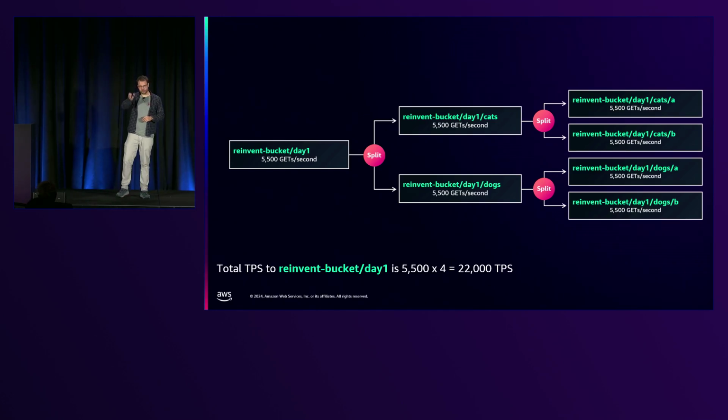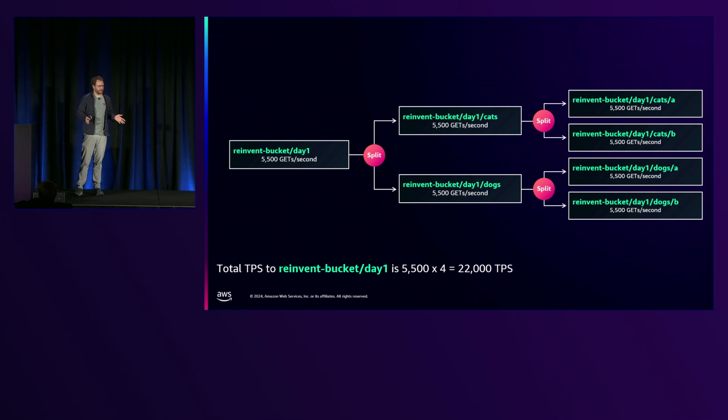S3 will basically try to find a prefix that separates your keys into two parts. So in this example, one part of the keys has the prefix day one cats, the other part has day one dogs, and those will land on different partitions. If your load is still higher than that, S3 will do another round of splits. And so in this example, at the end, you will get 22,000 TPS for that bucket. And that can go on and on until you get basically the TPS that you need. So that sounds really great, right? Basically, S3 scales up to support our load. So what's the problem?